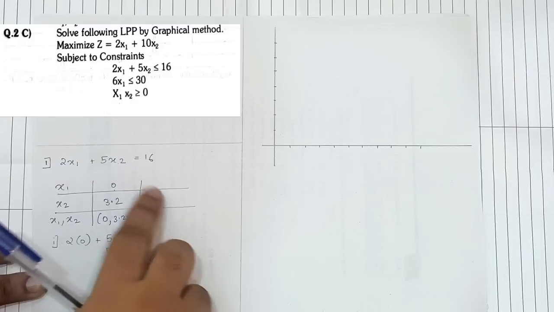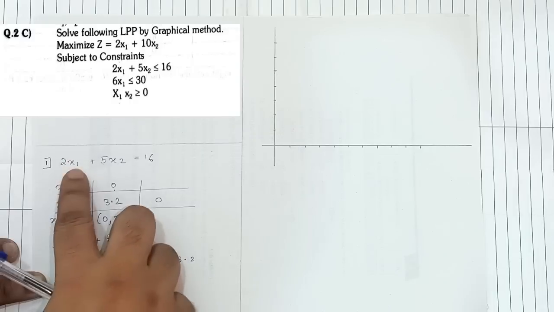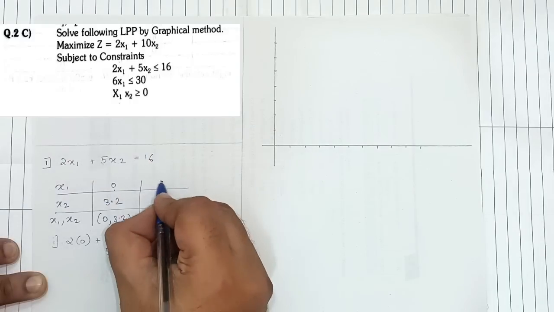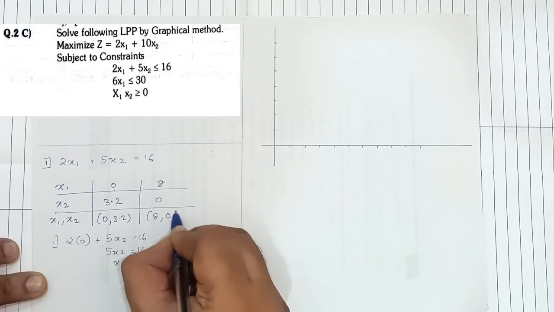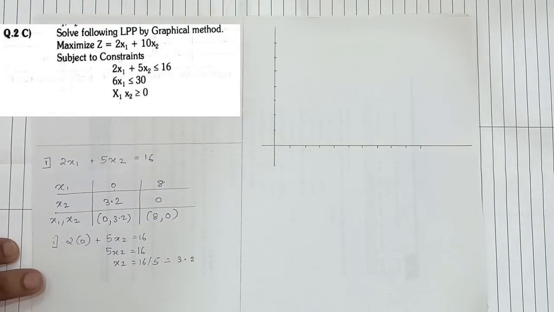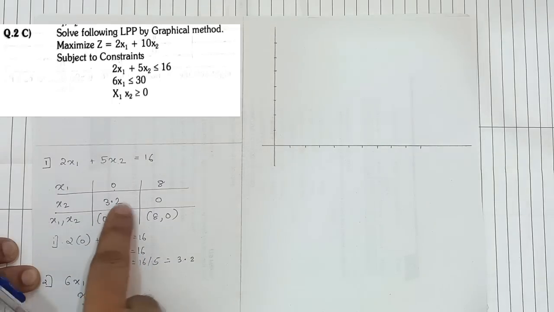Same way I'll take x2 as 0 now. If I take x2 as 0, I get 2x1 is equal to 16. So x1 is equal to 16 divided by 2, which comes to 8. So 8 comma 0. Same way we'll do for the second equation, but the second equation is a smaller version. They just gave us 6x1 is equal to 30. So x1 is equal to 30 divided by 6, which is 5. I got those coordinates which I wanted.